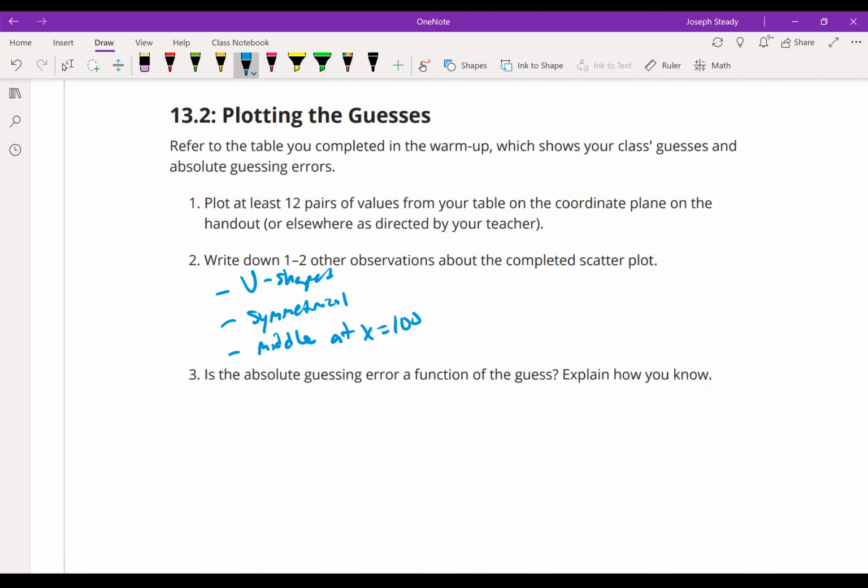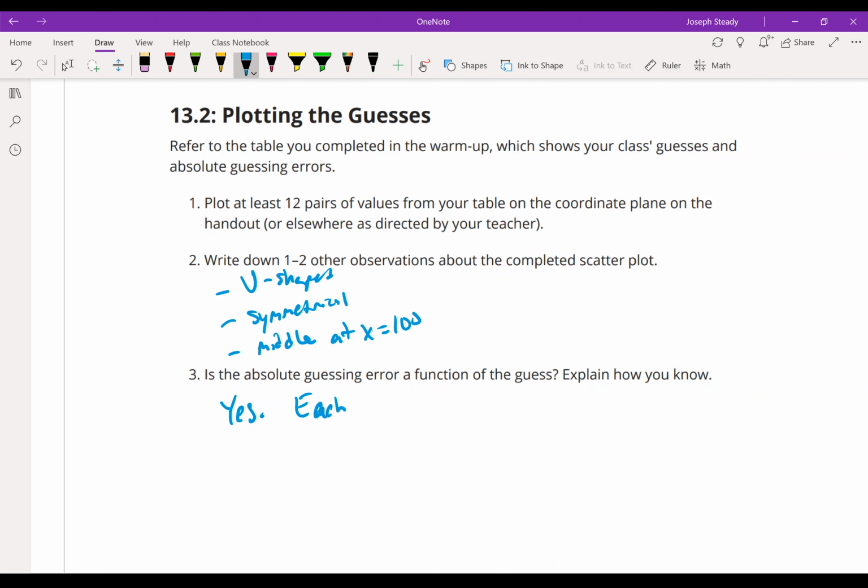The last thing we are asked is, is absolute guessing error a function of guess? So in this case, we have to ask ourselves, remember, to decide if something is a function, does each input have exactly one output? And in this case, for any guess, I can tell you exactly how far away that guess was from 100. So in this case, yes, this is a function.